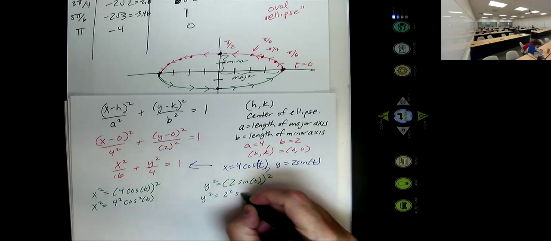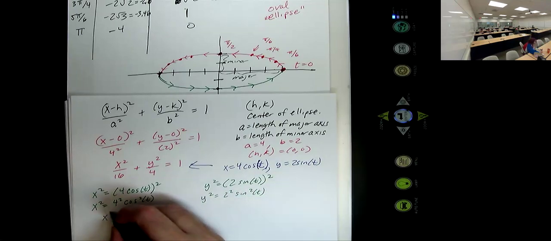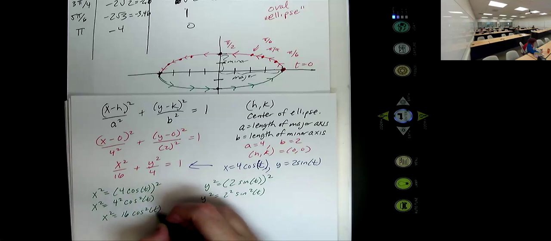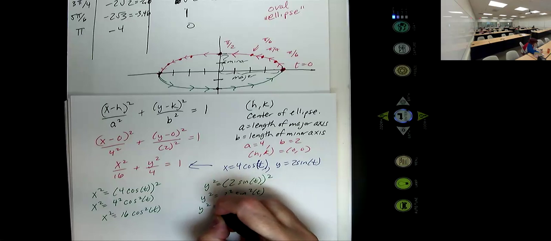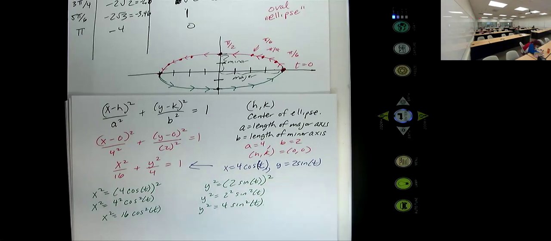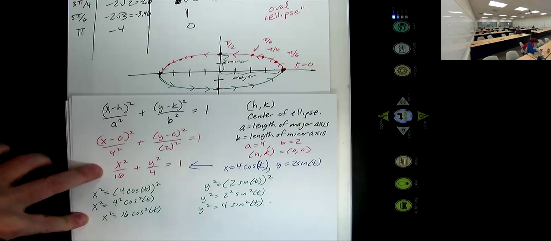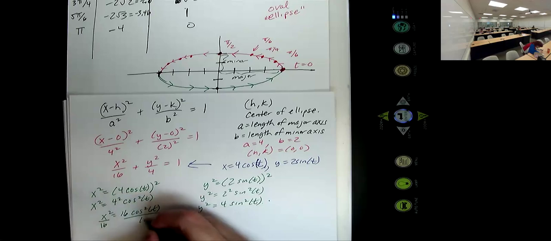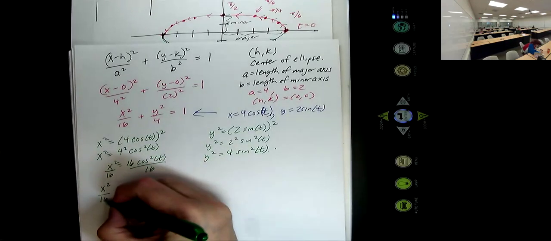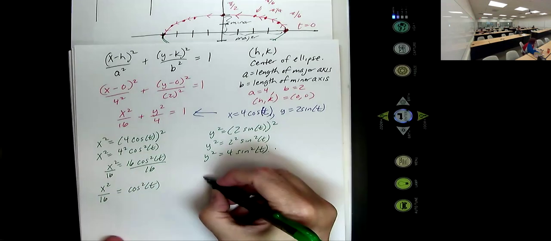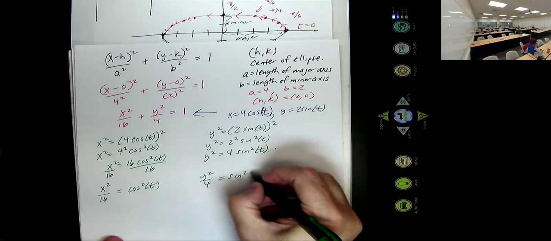So x squared is 16 cosine squared t, and y squared is 4 sine squared t. Any ideas, now that we've got this, how can we get to this? Divide by the coefficient. Let's divide both sides by 16. On that one, we get x squared over 16 equals cosine squared t. And we get y squared over 4 equals sine squared t.